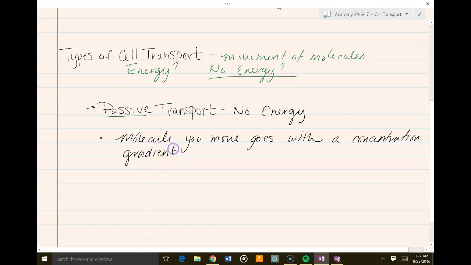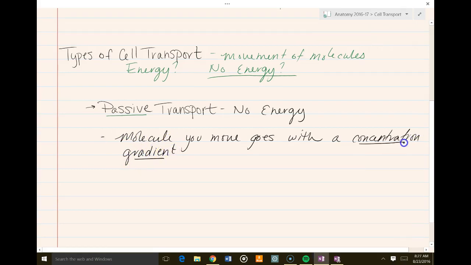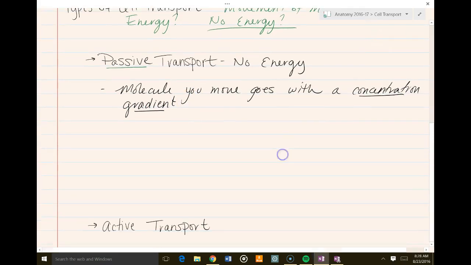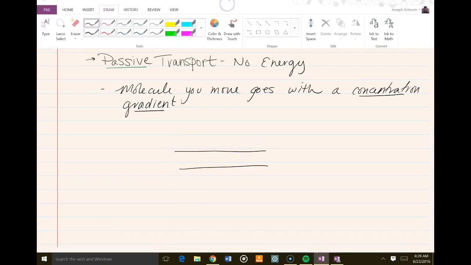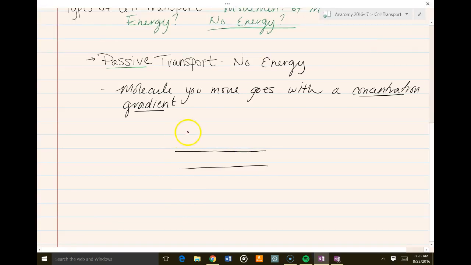By saying a concentration gradient, what we mean here is just based on the amount that's on either side of the membrane. So if you have a case where you have a bunch of molecules on one side of the membrane, I'm going to draw these two lines just to represent the bilayer. And let's say we've got a whole bunch of molecules on the outside of our membrane, and we have just a few on the inside of our cell. So this is the inside of our cell.